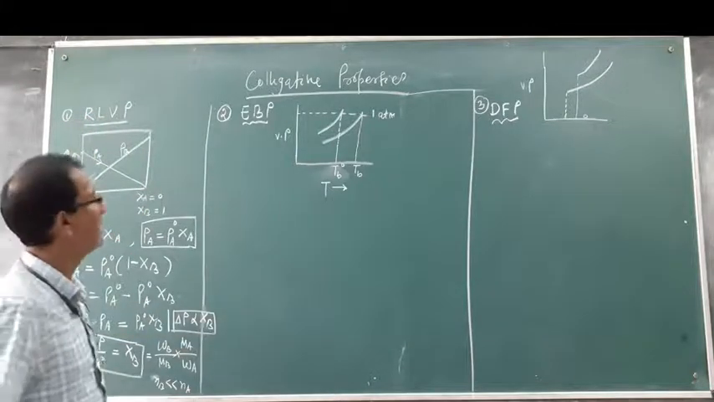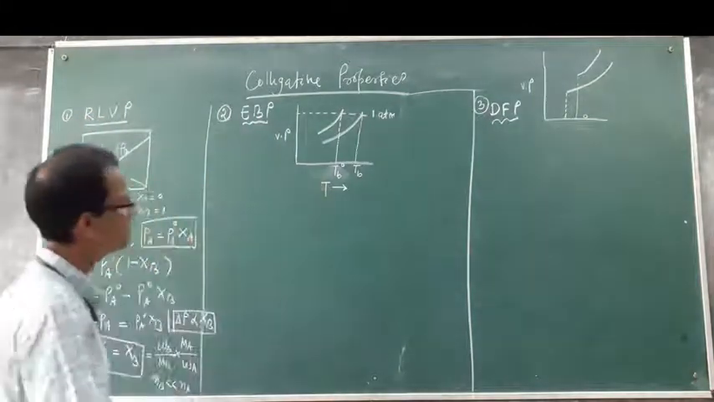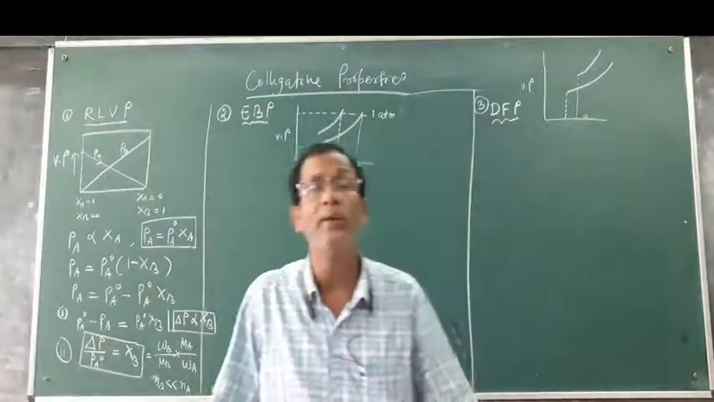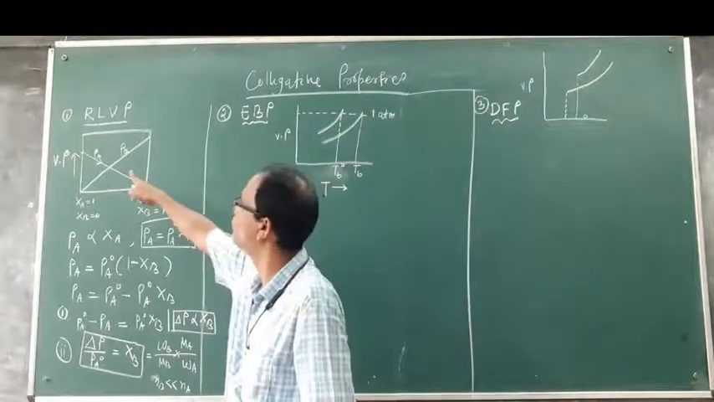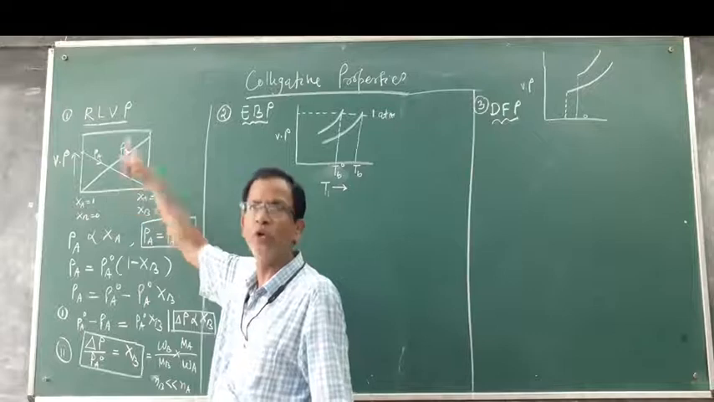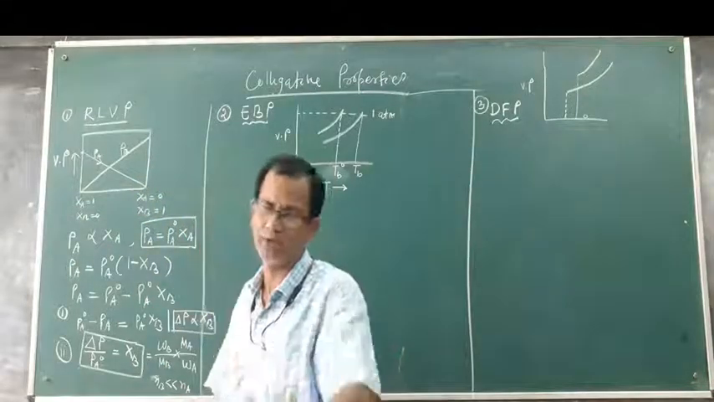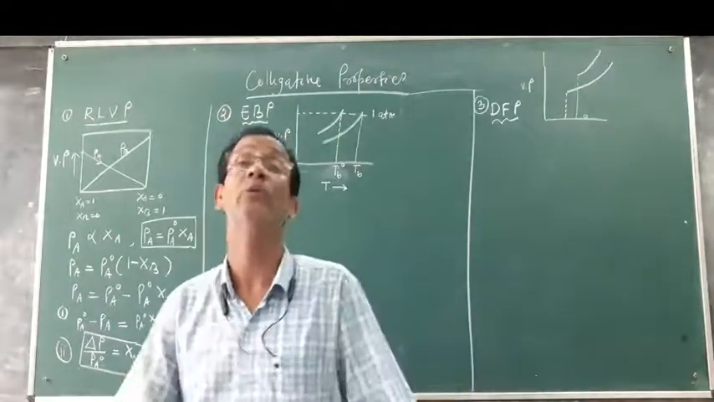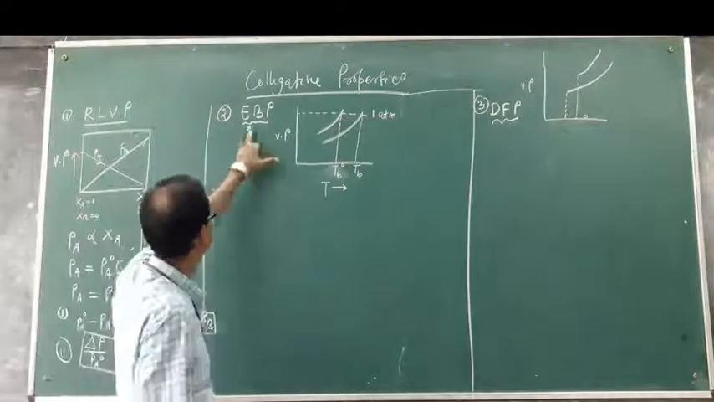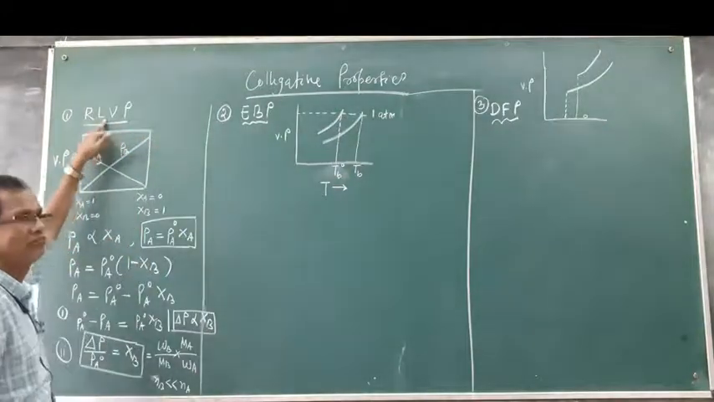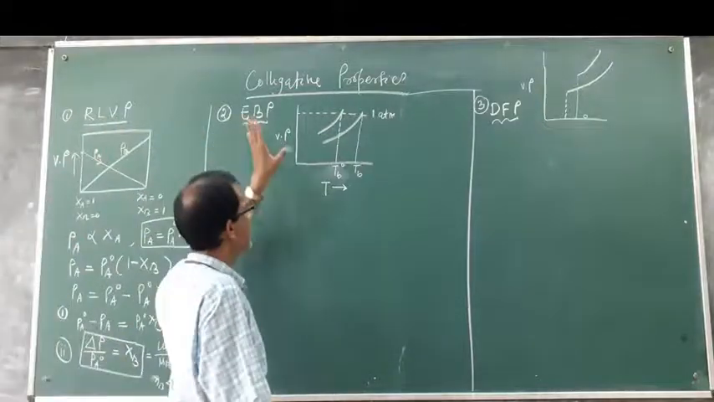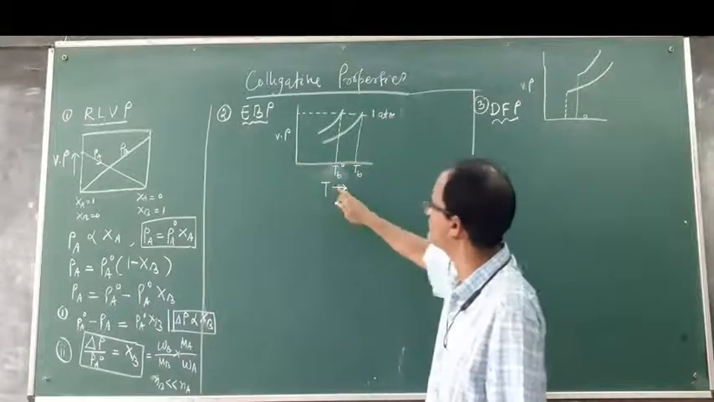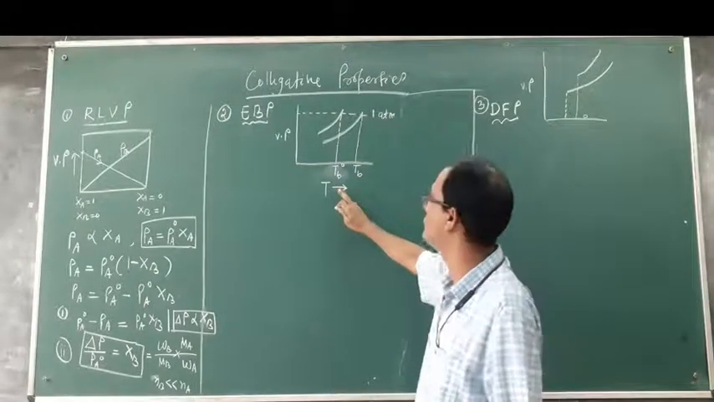Then come to elevation of boiling point. Elevation of boiling point actually means that when a non-volatile solute is added, the boiling point increases, just the opposite of vapor pressure. Vapor pressure always decreases when a non-volatile solute is added, but boiling point always increases. That's why this is called elevation, and that is called lowering. One is decreasing, the other is increasing. The graph shows vapor pressure versus boiling point, with different boiling points of solution and solvent.